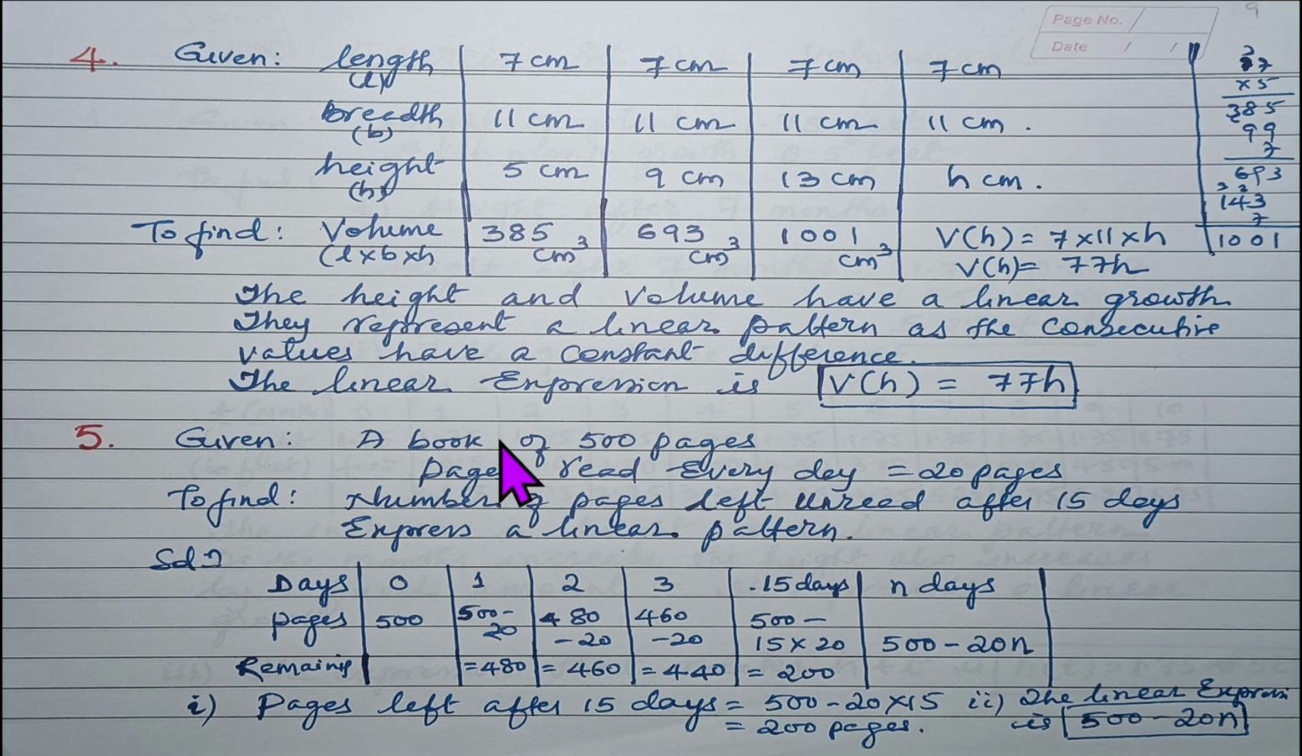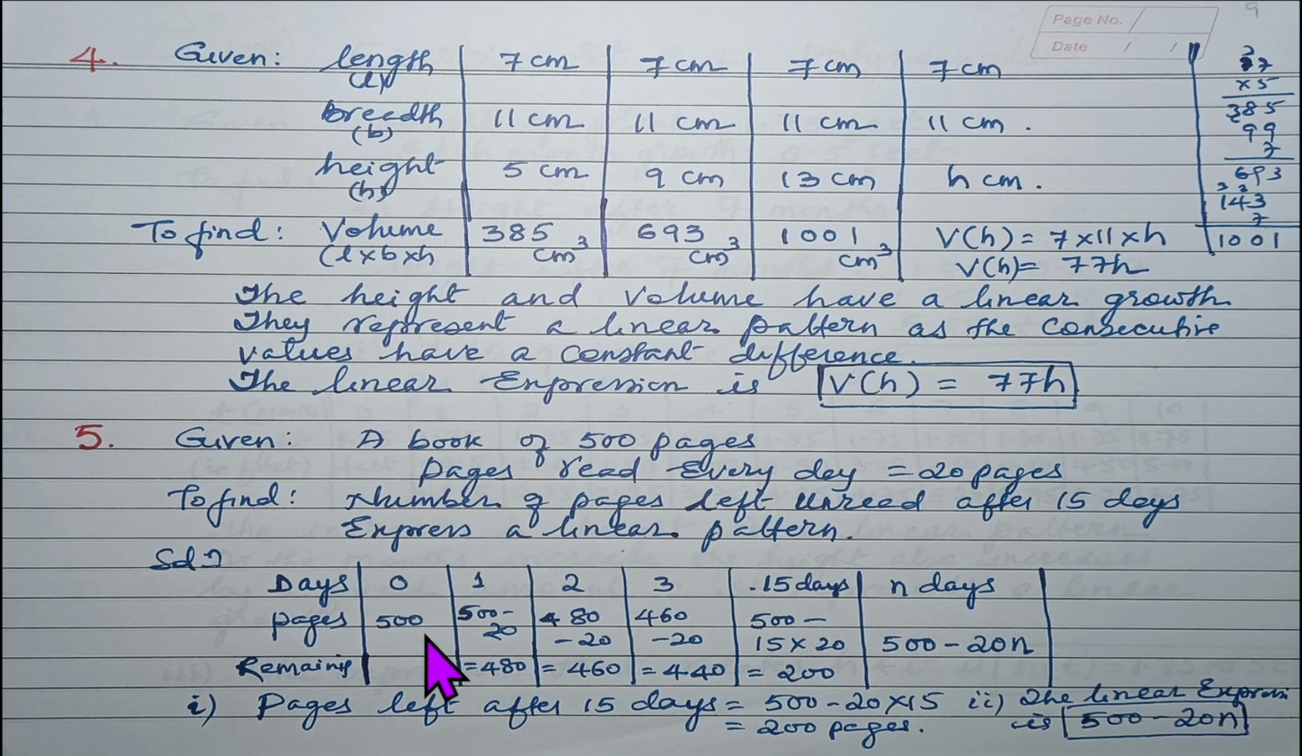Now coming to the next example, there is a book of 500 pages. A person reads 20 pages every day. Pages read every day is 20 pages. Now the number of pages left unread after 15 days we have to find, and also we have to express a linear pattern. So let us understand this.